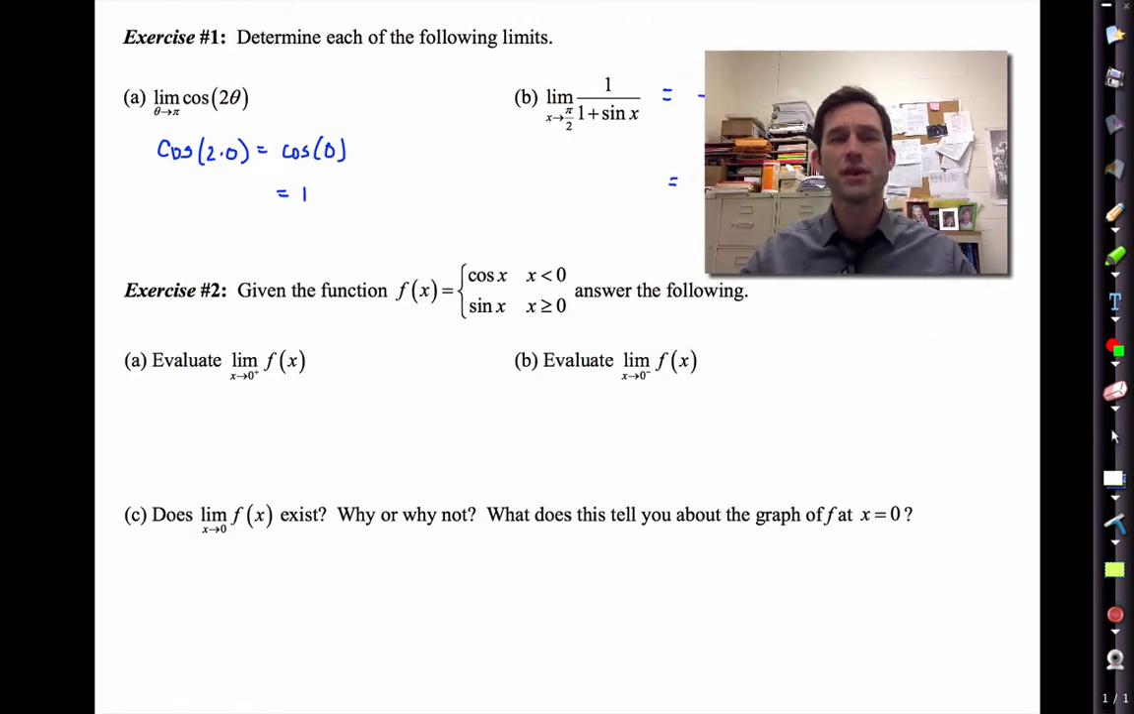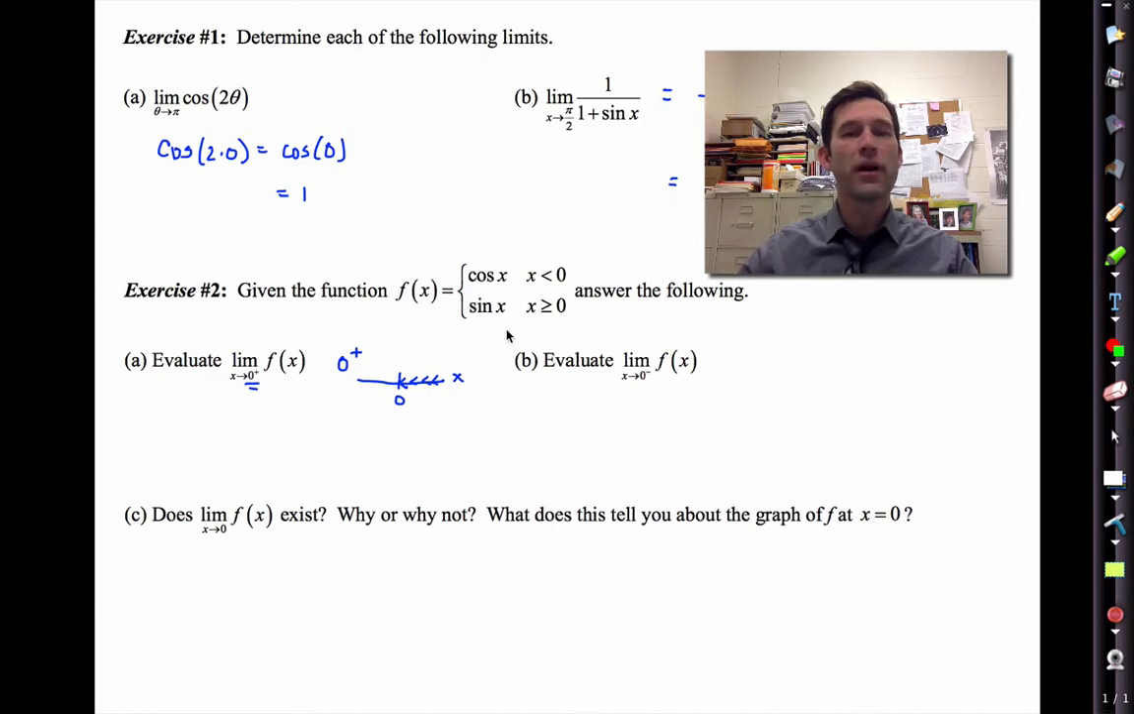Exercise number 2 tells us that we've got the cosine function when x is less than 0, and we have the sine function as the output when x is greater than or equal to 0. The first question asks us to find the limit of f of x as x goes to 0 from the positive direction, that little 0 with a plus on it. Remember, what that means is that on a number line, the x-axis specifically, we're going to approach 0 from the right.